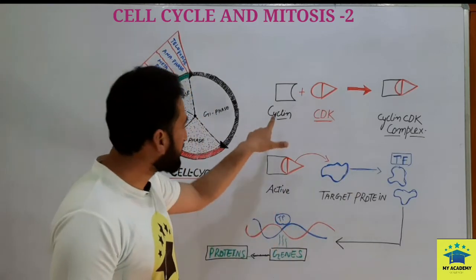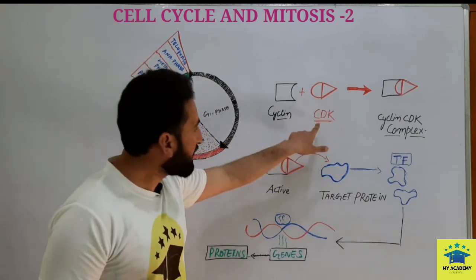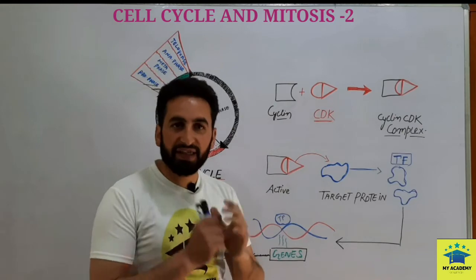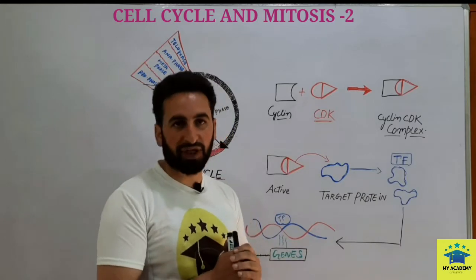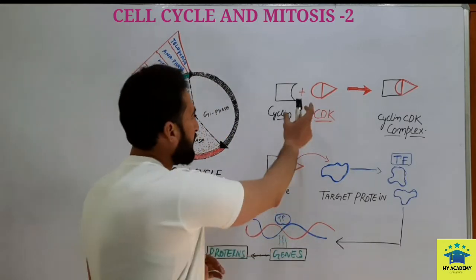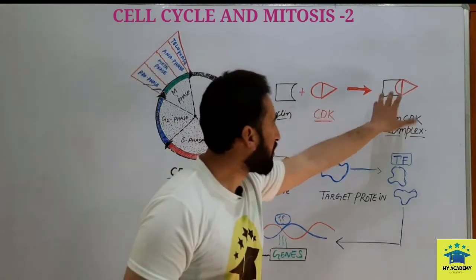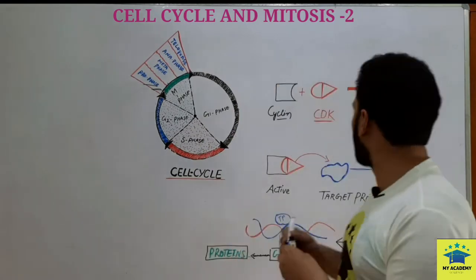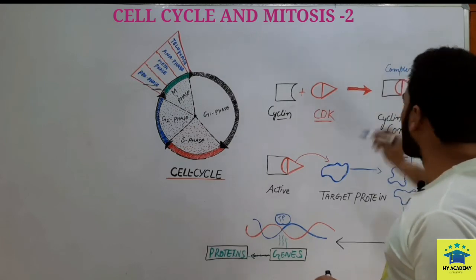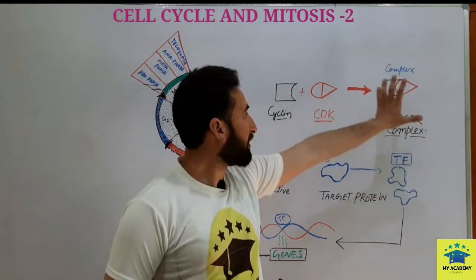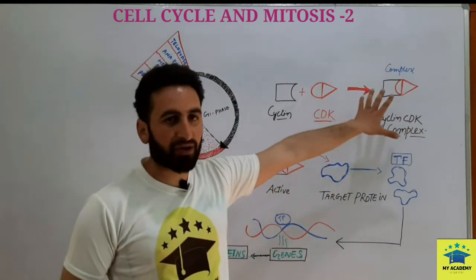This is the cyclin and this is the CDK, cyclin dependent kinase. Kinases are the proteins that add a phosphate group to other proteins, to phosphorylate other proteins. That is the reason they are called kinases. The cyclin and cyclin dependent kinase associate to form a complex, the cyclin and cyclin dependent kinase complex, or a dimer you can say.